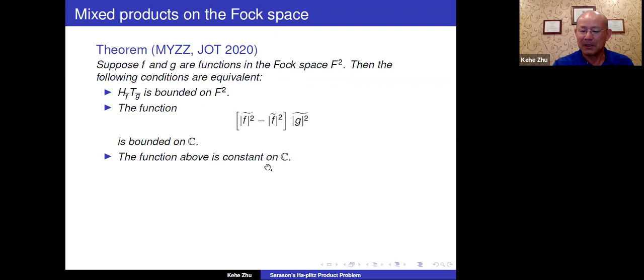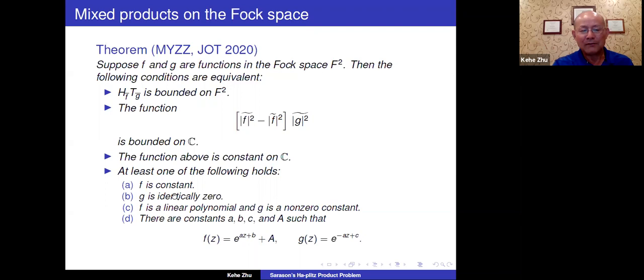And if you want this to happen, then one of the four situations over here will happen. There are two trivial cases. F is constant, which will tell you that the Hankel operator is zero, or G is identically zero, that will tell you the Toeplitz part is zero. Those are the two trivial cases. There's a semi-trivial case when F is a linear polynomial and G is a non-zero constant. In that case, each of the two operators will be bounded. So of course the product will be bounded.